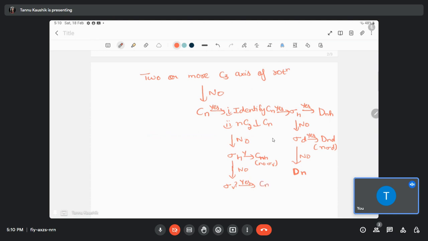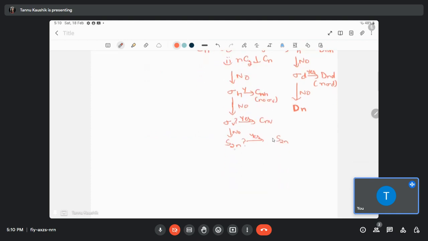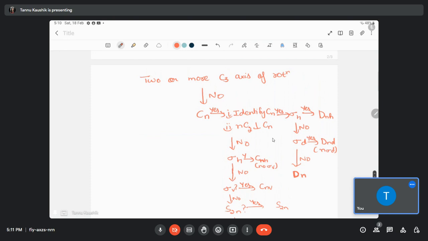If it is present, then it will have CNV. Then the point group is CNV. If it is not present, then we will again check S2N, and if S2N is present, then it will be S2N point group, and if not, then it will be simply CN point group. Okay, and here also we have another classification.